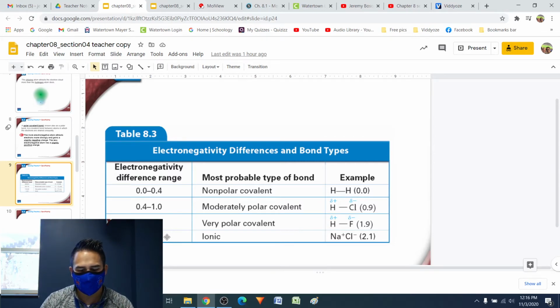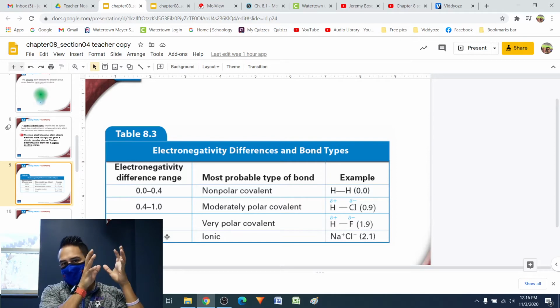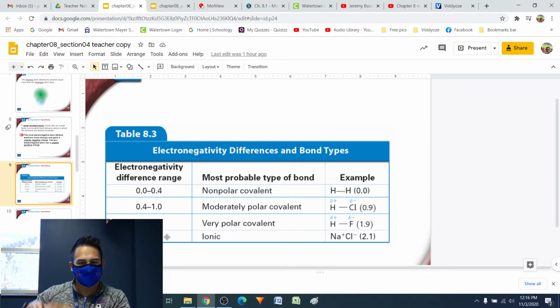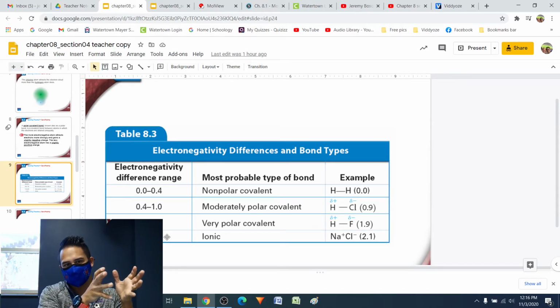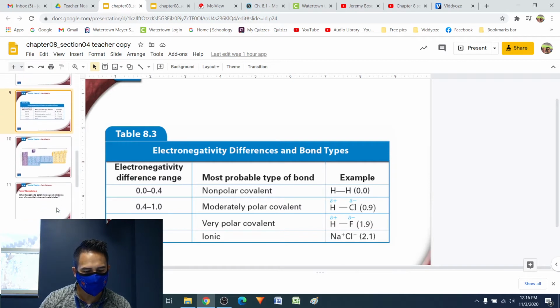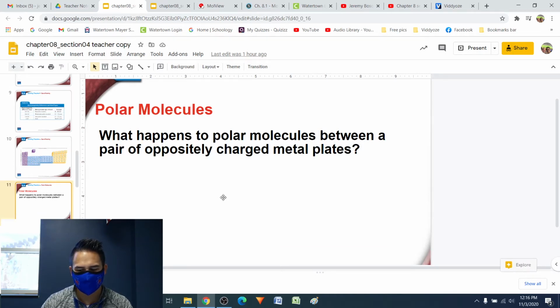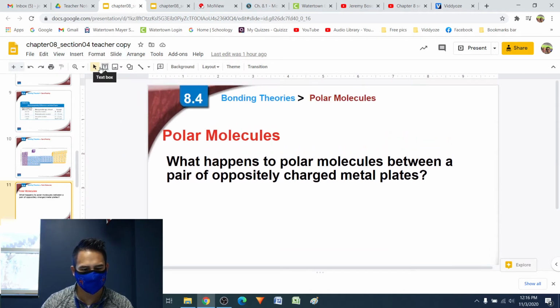And then when you get a difference that is 2 or greater, at this point it is ionic, in which case the electrons are not being shared anymore. This atom has taken all the electrons, this atom has lost all the electrons. Now you have a full negative charged anion and a full positively charged cation, and we are ionic at that point. So there are lots of molecules that are polar, and oftentimes polar molecules will have some very interesting properties.